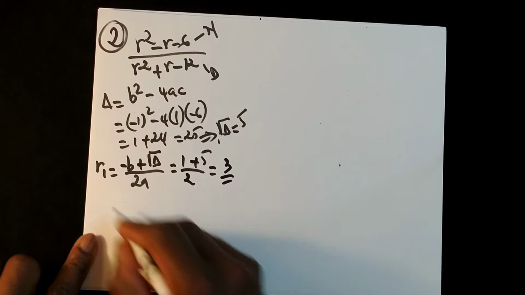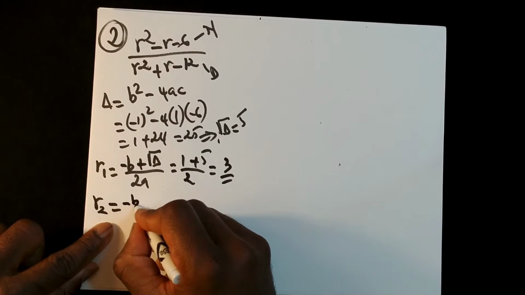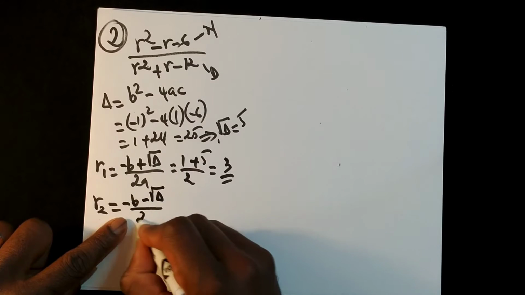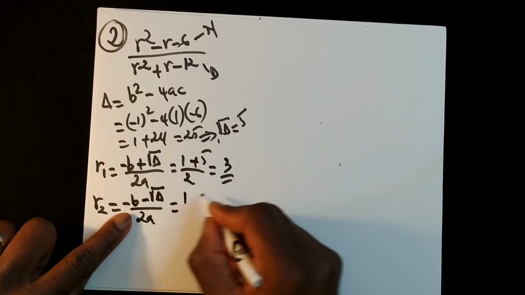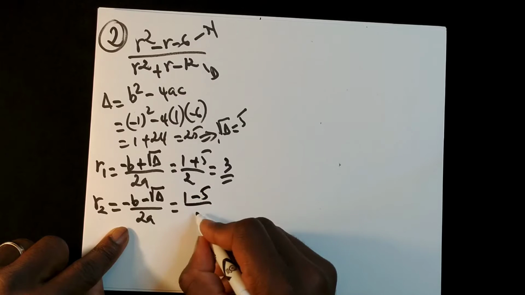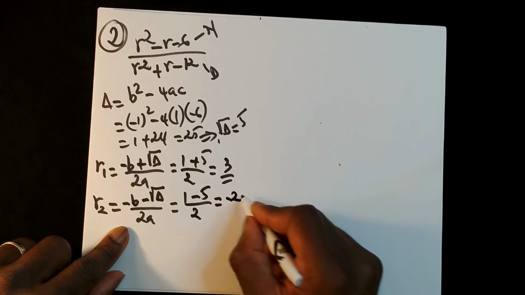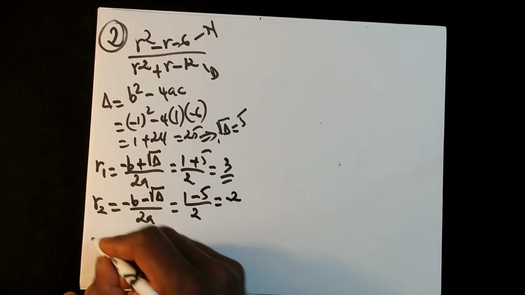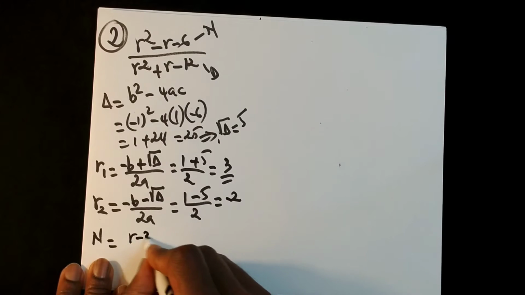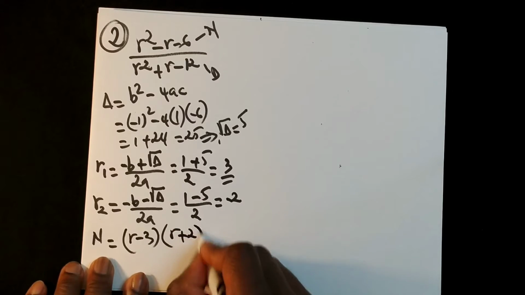That's r1. r2 is minus b minus the square root of the discriminant over 2a. So we have 1 as well, minus 5 over 2. So we have minus 4 over 2, which gives -2. So the numerator can be rewritten as (r minus 3) factor of (r plus 2).